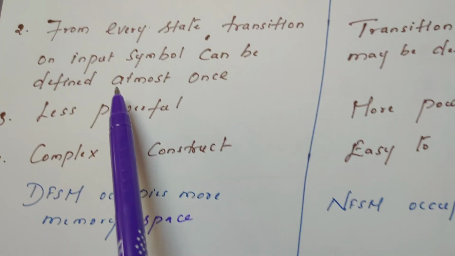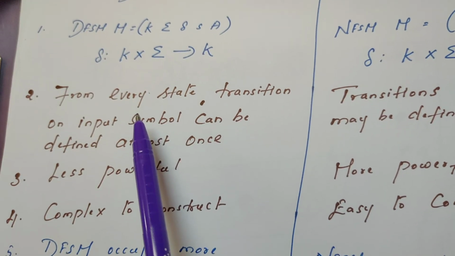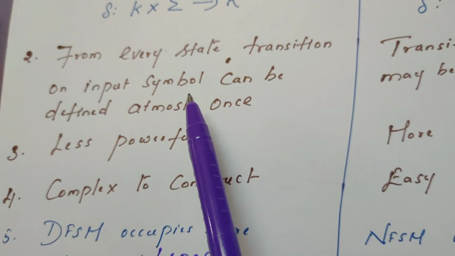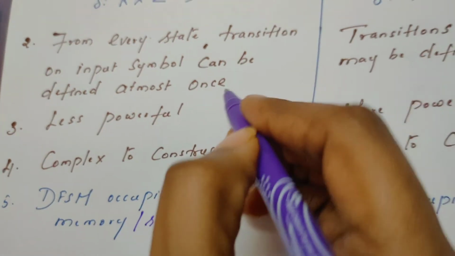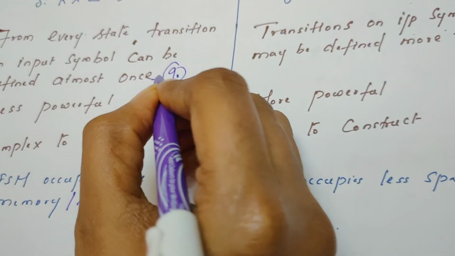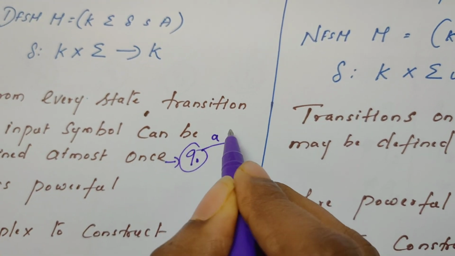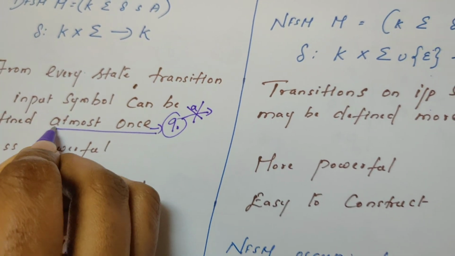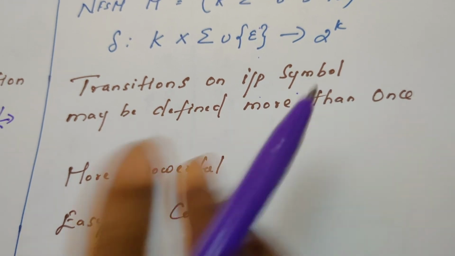Now let us look into the second point. The second point says that in DFSM, from every state, a transition on an input symbol can be defined at the most only one time. It means, for example, from the state Q0, if I want to define a transition on A, I can define the transition on A either once or I may not have this transition. That is the meaning of the words at the most once. Now, in case of NFSM, a transition on an input symbol may be defined more than once.